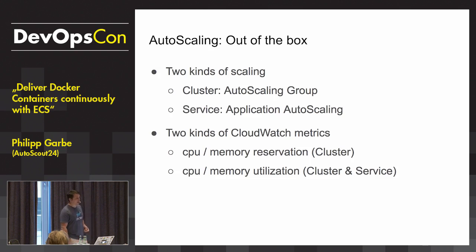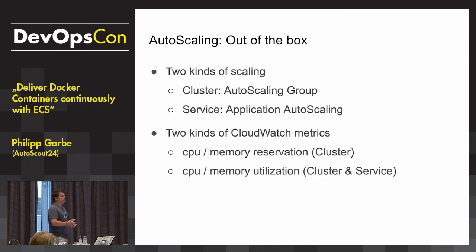So how does it work? We have 2 different kinds of scaling. One, and I think that's the easier part, is the scaling of the service. We get already 2 metrics out of the box from AWS, which are the CPU utilization and the memory utilization. Based on these metrics, I can set up some alarms. And when this alarm is triggered, I can trigger a scale event, and then it scales out or it scales in. This works quite well for the services, but it gets a little bit more complicated for the cluster.